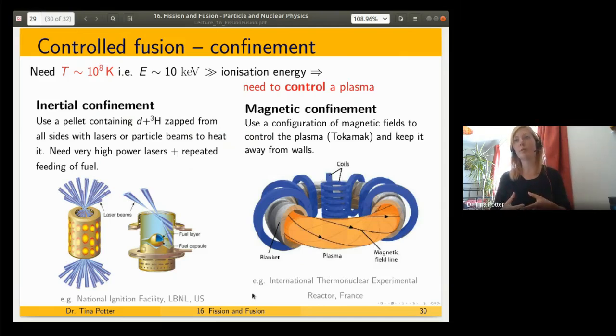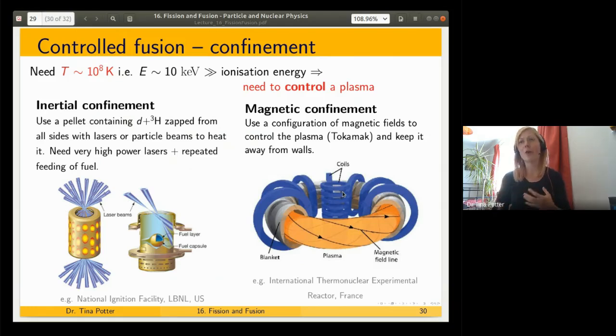Instead, what we could do is build something on a huge scale and have a huge plasma that we can control in a magnetic field. And the most common shape for these containers is a donut, i.e. a tokamak. And the magnetic field here will keep it away from the walls of our container. And this has been used for a very long time now because the magnetic field that we need to apply is relatively simple.